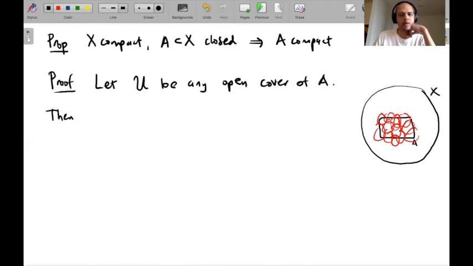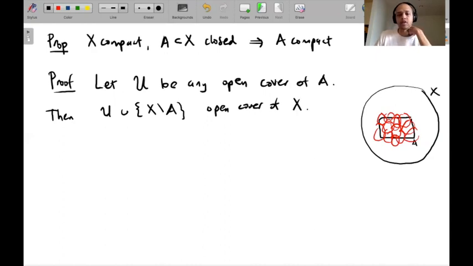So then if we take U together with the complement of A, this is an open cover of X. So A is closed, so its complement is open, and this covers X because every point of A is covered by something in an open set in the collection U, and the rest of the points are covered by the complement of A.